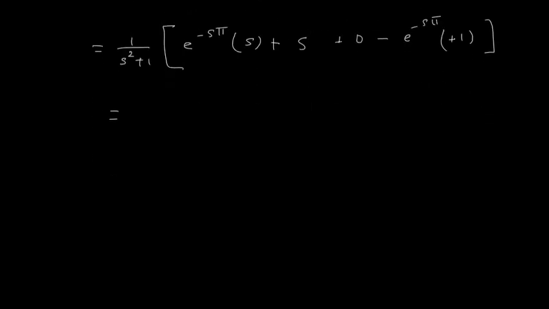So here it is 1 upon s square plus 1, s into e raised to minus s pi, and here 1 into, so inside bracket I will say s minus 1 e raised to minus s pi plus s. So this is our final answer of Laplace of f of t.